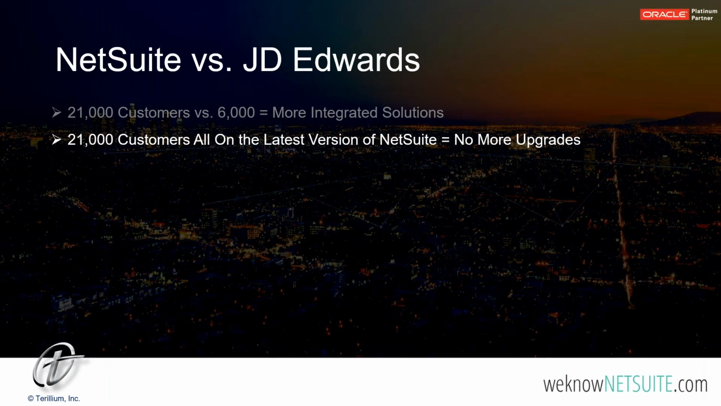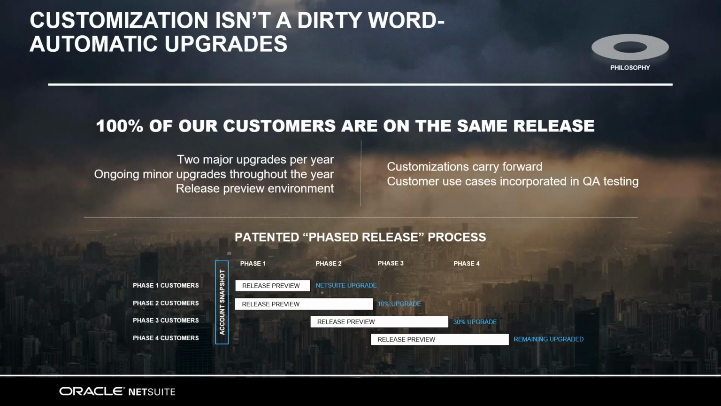So I'll talk a little bit more about how all NetSuite customers are on the latest version of NetSuite, and that means no more upgrades. And I think this is a huge consideration for you if you're considering, do I upgrade JD Edwards or do I go to something like NetSuite? You know, in the JD Edwards world, anytime you upgrade, you're probably looking at a pretty significant cost event to have a team of consultants come in and upgrade your system. With NetSuite, we've never done a NetSuite upgrade at Terillium, not because they're not out there, but because upgrades for NetSuite customers are non-events. They happen, they're automatic, and all the customizations roll forward.